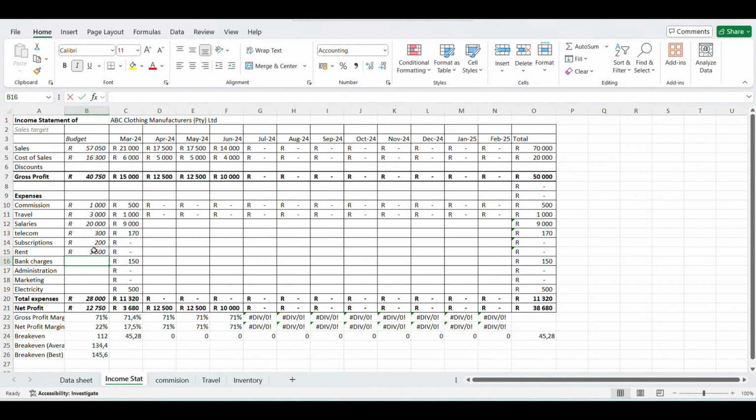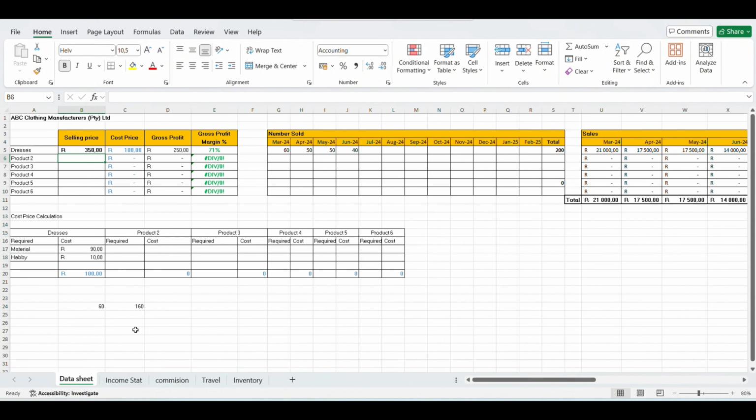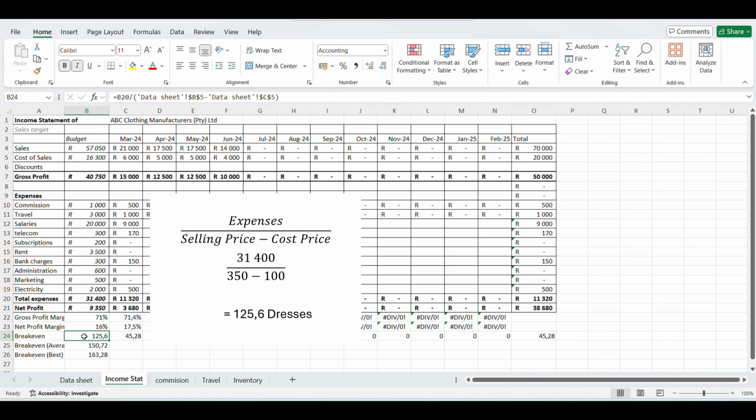Your bank charges are bound to go up. Administration, you may need some administration assistance. You want to do some marketing. And of course, you're going to pay electricity. So in the case where your total expenses are 31,400, your break even is calculated as your expenses divided by the selling price minus the cost price, which is the gross profit. So it's basically the expenses divided by 250 Rand. That gives you this break even of 125 dresses.